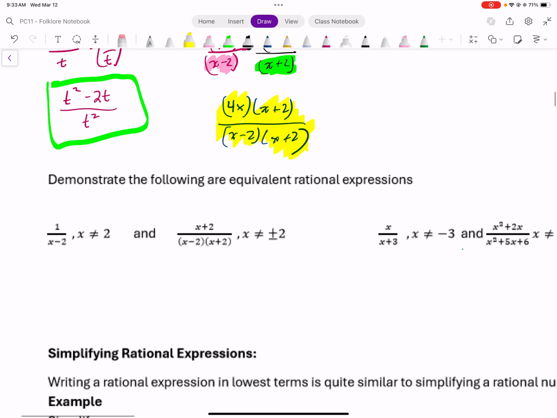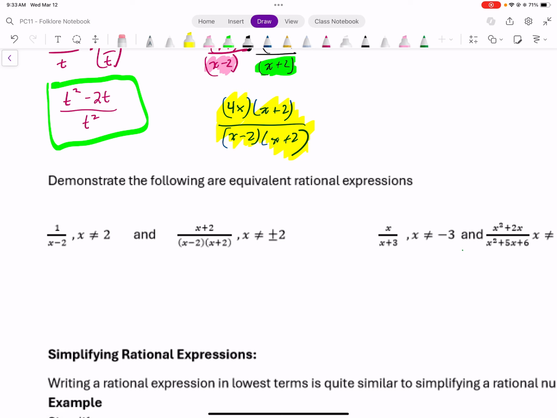All right. So I'm going to demonstrate that the following are rational expressions. So I'm just going to take a look here and here. Are these rational expressions? Well, I'm going to take a look. I'm going to call one the left-hand side. I'm going to call one the right-hand side, if that's okay with you. What we notice is that the left-hand side has a factor of x minus 2, whereas the right-hand side has a factor of x minus 2 and x plus 2.